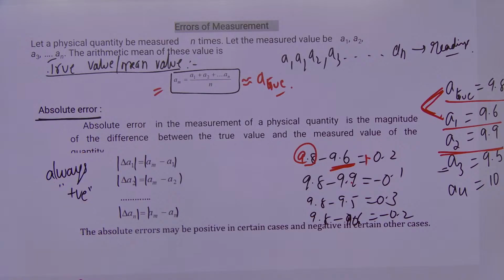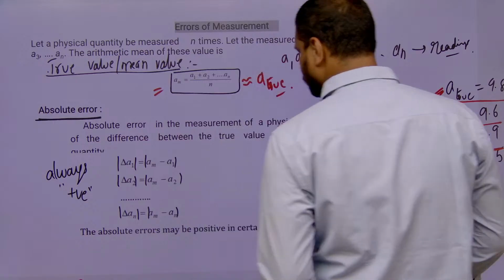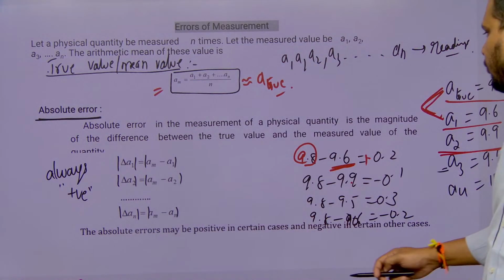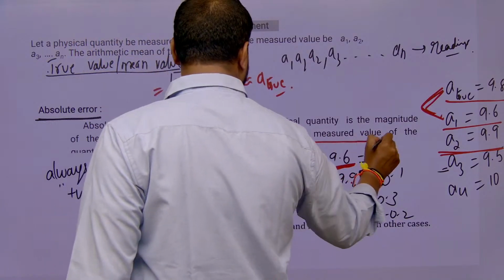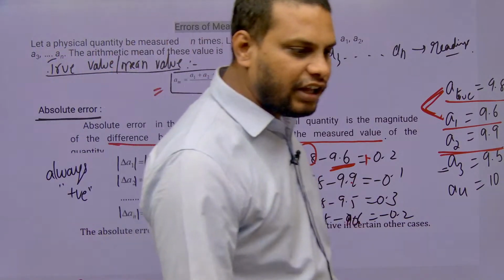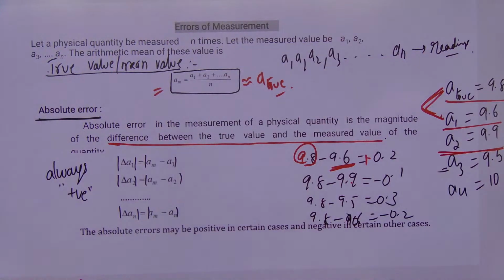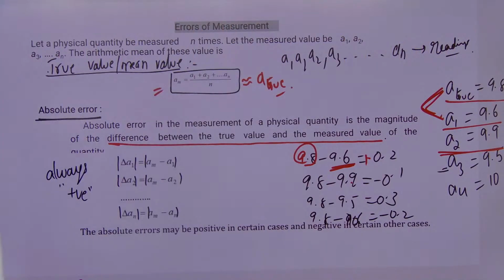It is the difference between the true value and the observed value or measured value. Difference between true value and measured value. Okay, second point, absolute error is always positive. We have to take absolute error as positive. Sometimes we are getting a negative answer, so that's why we have to keep the modulus.